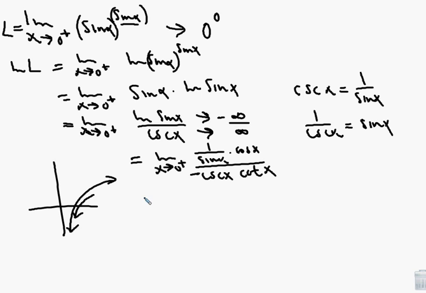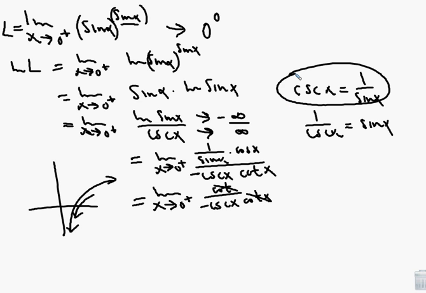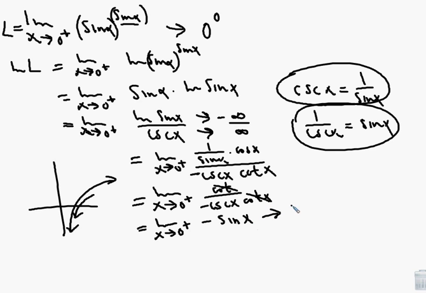Now we can actually simplify this. We can rewrite it as the limit as x approaches 0 from the right. Cosine over sine is cotangent, so we have cotangent over negative cosecant x cotangent x. The cotangents cancel, and we just get negative cosecant in the denominator, so we have 1 over cosecant, which is equal to sine. So this has all become the limit as x approaches 0 from the right of negative sine of x. As x goes to 0, sine of x goes to 0.